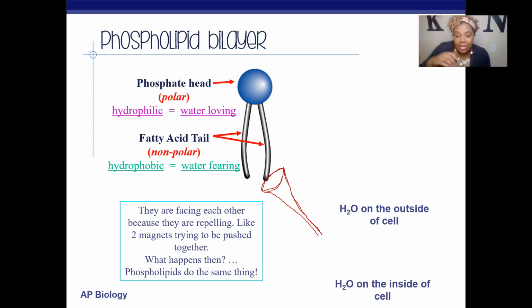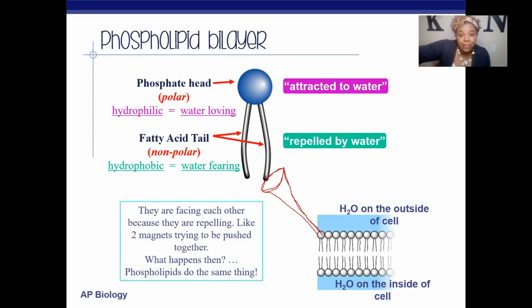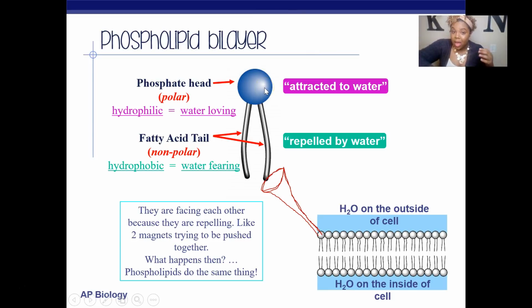The reason behind that is the head of the phosphate is polar. And when we say polar, another word for that is hydrophilic, meaning it's water loving.